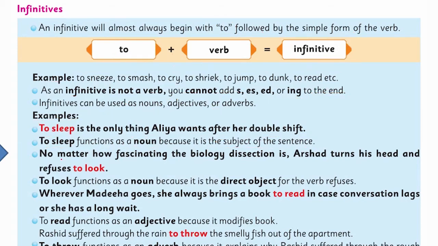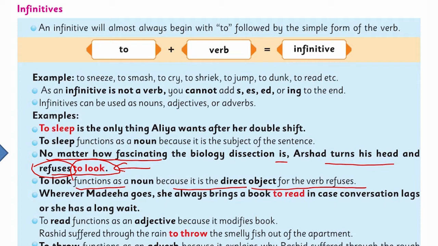No matter how fascinating the biology dissection is, Aisha turns his head and refuses to look. To look functions as a noun because it is the direct object for the verb refuses. Refuse kya hai aapka? Verb hai. Aur iske liye kya hai? Ye direct object hai. As a noun act kar raha hai yahan par to look. Aapka infinitive to look jo hai, as a direct object kaam kar raha hai verb ke liye jo ke refuse hai.